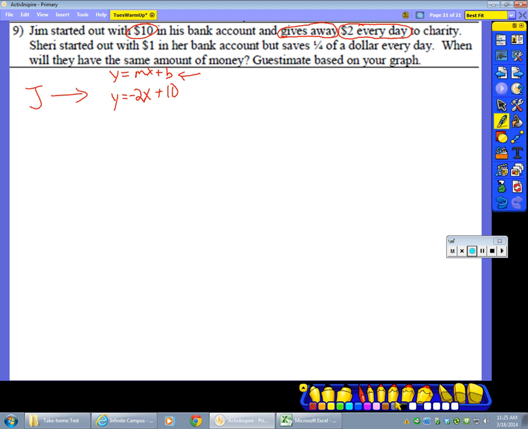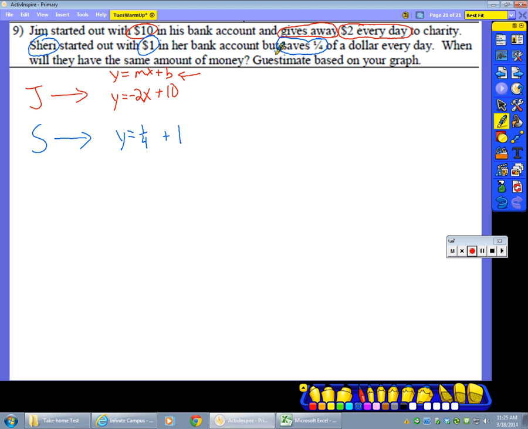Alright, so now let's change the color up and let's talk about Sherry. So this is for Sherry's equation. It's also going to be in slope-intercept form, so I can go ahead and write y equals. Sherry started off with $1 in the bank account, so that's her y-intercept, starting off at 1. And her bank account saves 1/4. Now here's the key, she saves 1/4 of a dollar, so she's going to have a positive slope. So she saves $1 every 4 days.